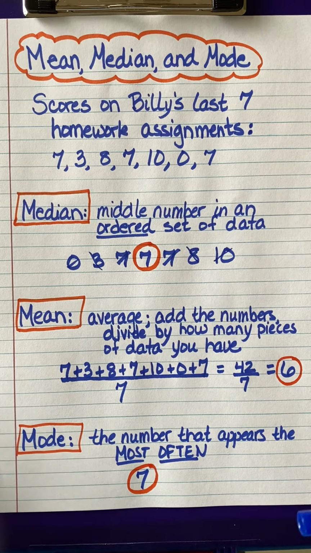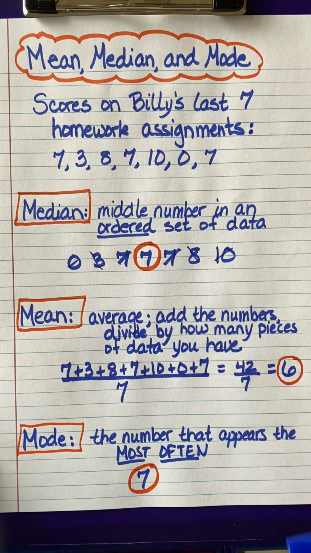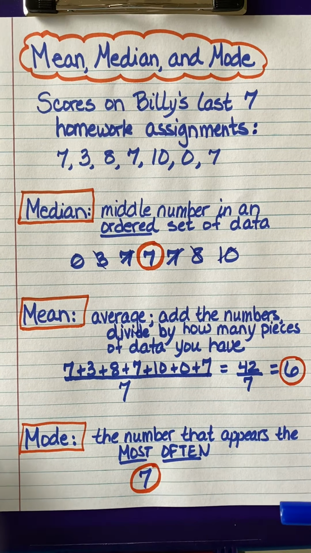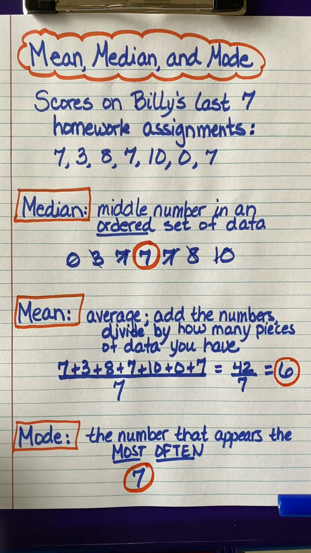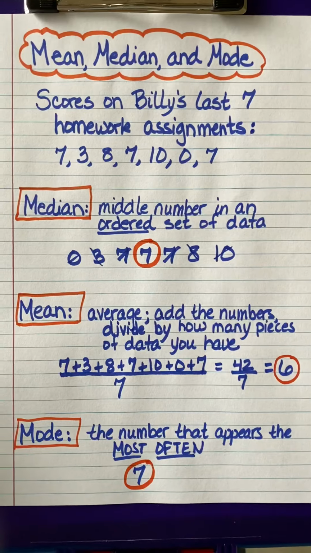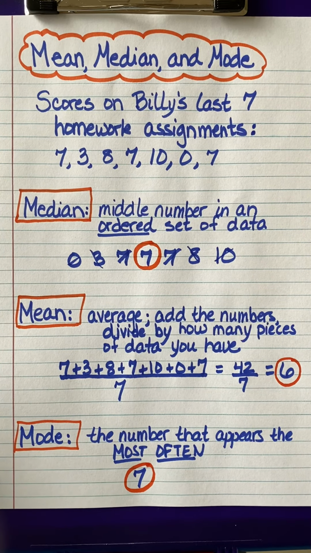Median, middle number in an ordered set of data. Mean is the average. Mode is the one that happens the most often. All right, kids, mean, median, and mode, that is your focus this week.